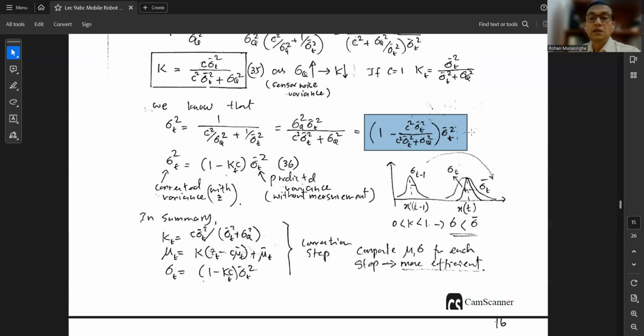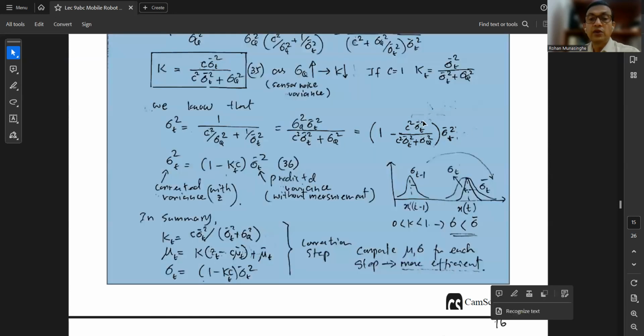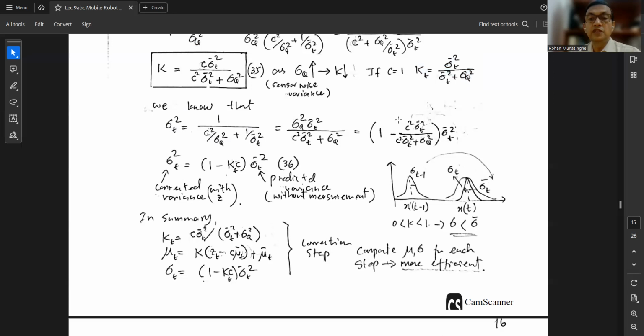And after that, you can see right over here in the second term, inside the bracket, the Kalman gain, don't you? You can see C sigma bar square over C square sigma bar square plus sigma Q square. This is actually the Kalman gain over here. You can see the same expression inside the bracket here with one additional C.